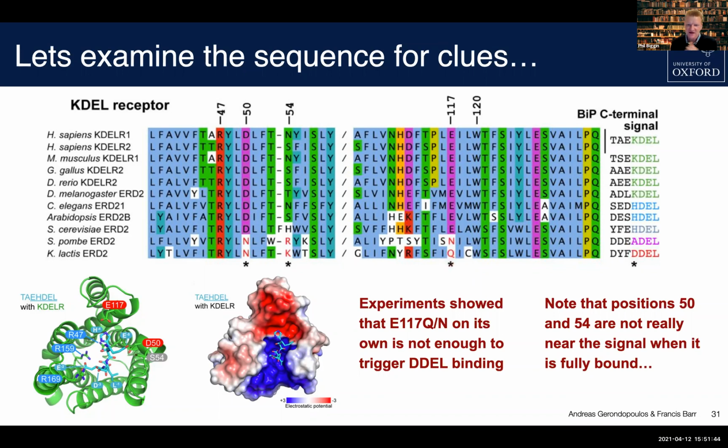The other thing to note, which I'm trying to draw your attention to, is that positions 50 and 54 are on the periphery here. They may look a bit close to maybe this E-5 position, but that's just the view I'm showing you. They're at least 5 angstroms from the closest atoms, so they don't play a role in directly talking to the KDEL bound peptide when it's fully bound.